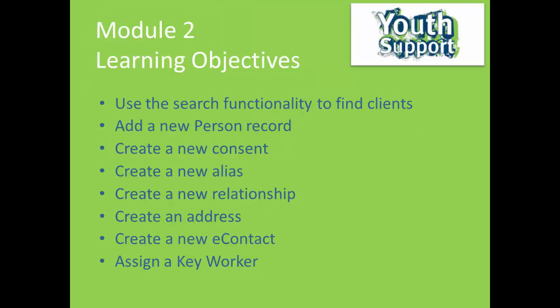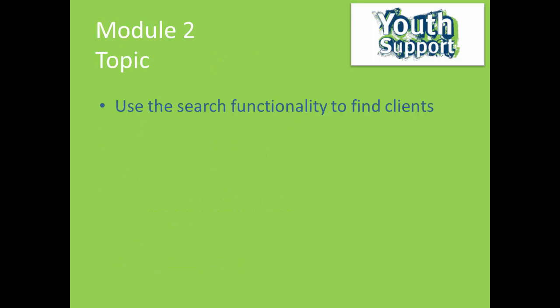In this module, you will learn how to do the following. Use the search functionality to find clients, add a new person record, create a new consent, create a new alias, create a new relationship, create an address, create a new econtact, and assign a key worker. Using the search functionality to find clients.